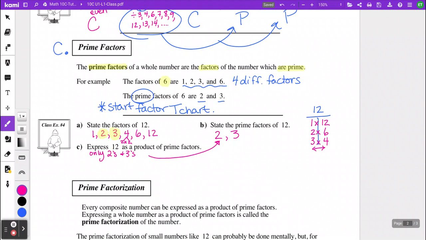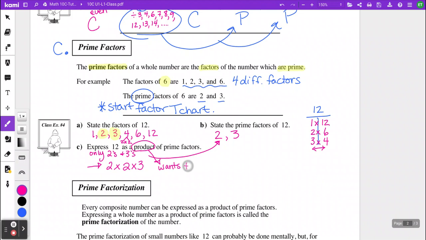So since we use those prime numbers, how can I create the number 12? Well, I would have 2 times 3. That gives me my 6. But if I times 6 by 2, I get 12. So I'm going to put it least to greatest. This is the order I would list them in. I would have 2 times 2 times 3. Product means it wants to see the multiply signs.